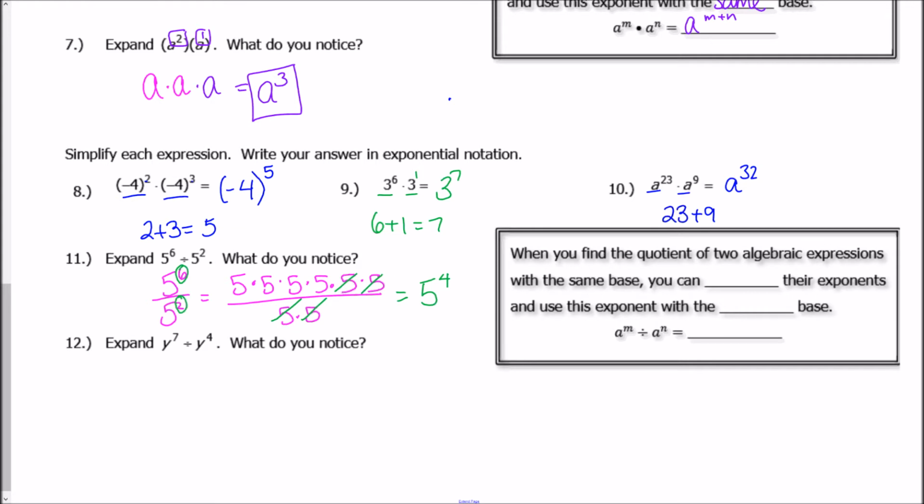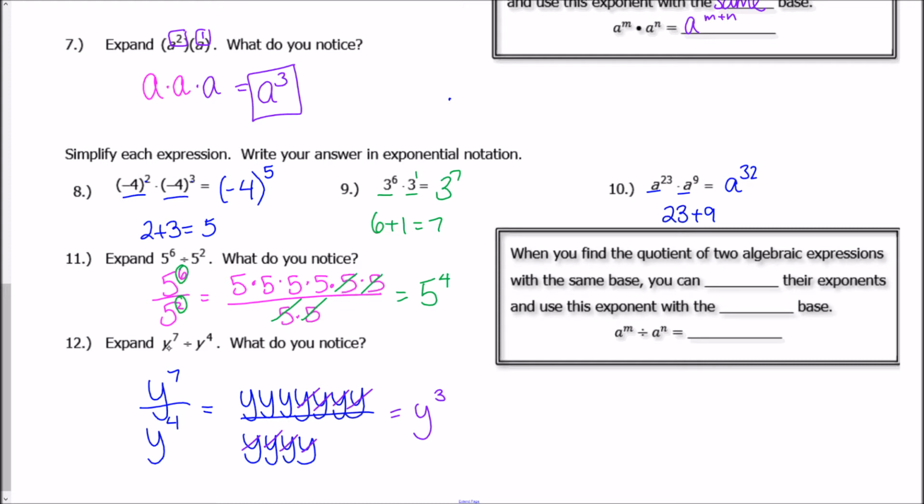Let's do one more example. Y to the power of 7 divided by y to the power of 4. You get 7 y's on top, and then you've got 4 y's on the bottom, and when you cancel stuff out, you end up getting y to the power of 3. So the shortcut is to just subtract your exponents.